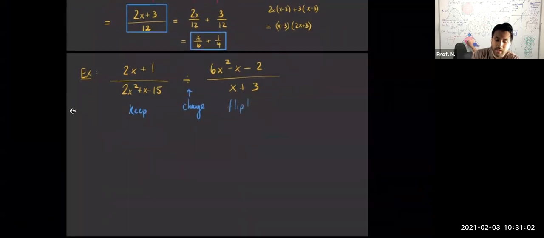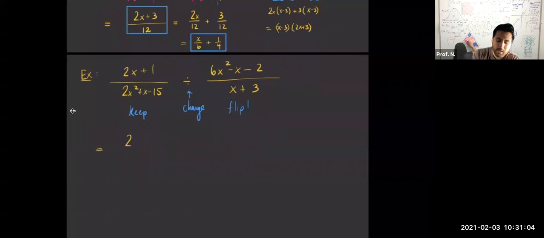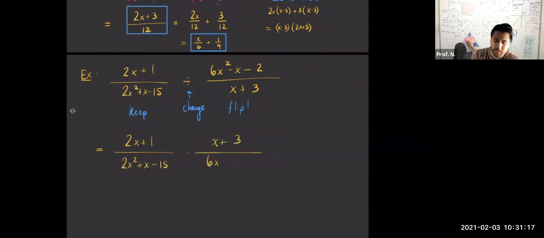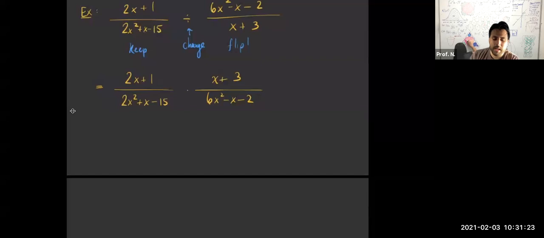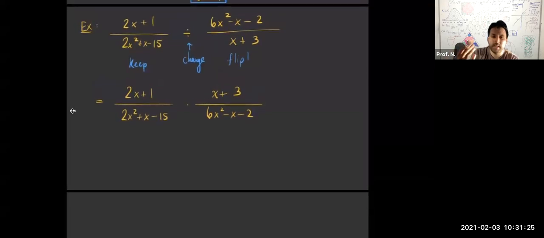So we keep the first fraction alone. So we get 2x plus 1 over, and now let's just factor this if we can. Actually, you know what? Let's leave it. So this is 2x squared plus x minus 15 multiplied by x plus 3 divided by 6x squared minus x minus 2. So I flipped the second fraction, which is what we had to do. Okay, so now this becomes exactly like the problem we just did.